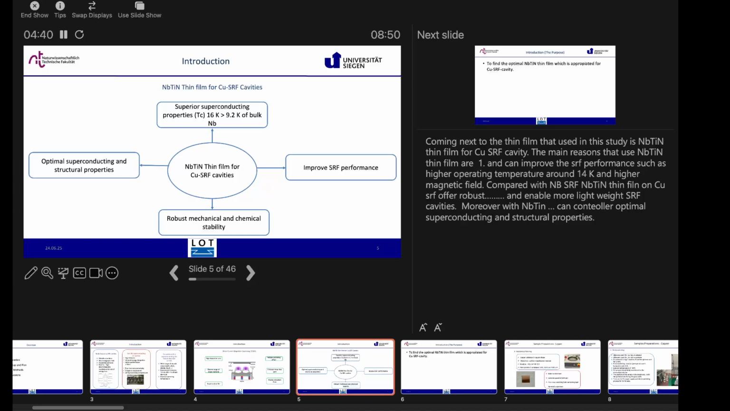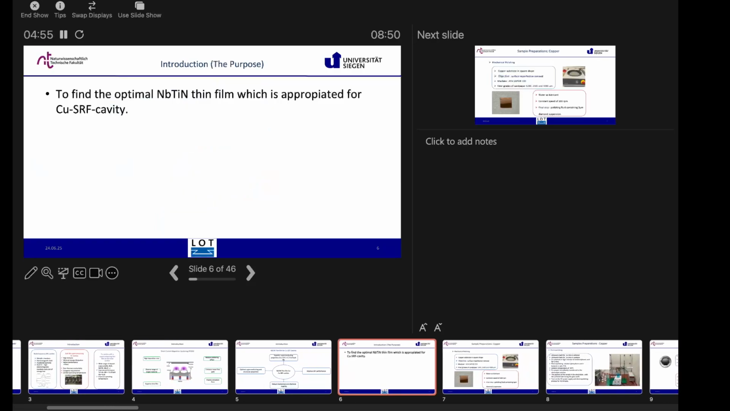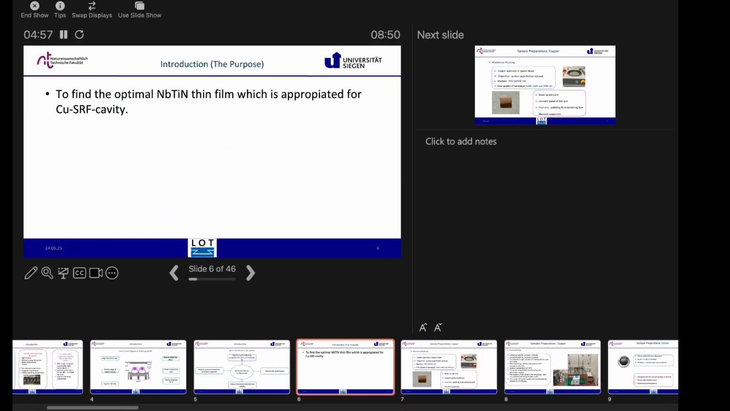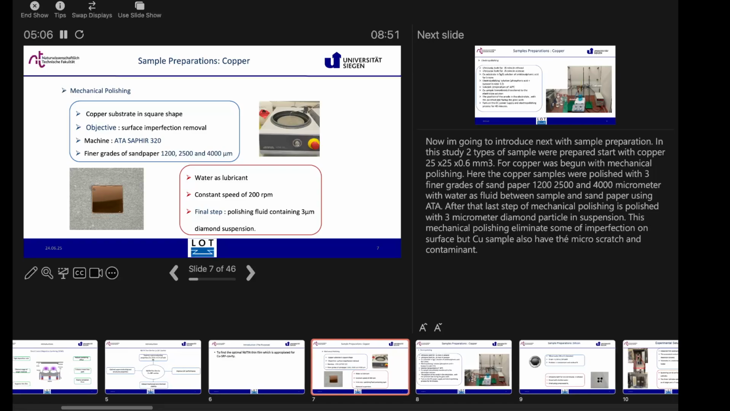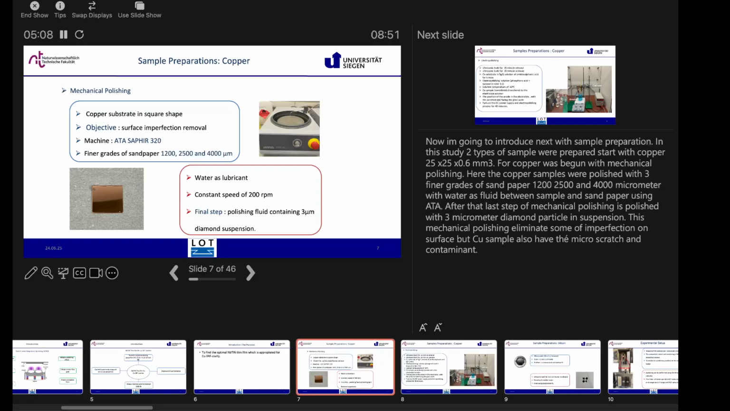And the fourth one, the main advantage is we can find the optimal superconducting and structural property by controlling the parameter. Now, the purpose of my master thesis is to find the optimal niobium titanium nitride thin film which is appropriate for copper SRF cavity. Now, we come to the next part, which is sample preparation.